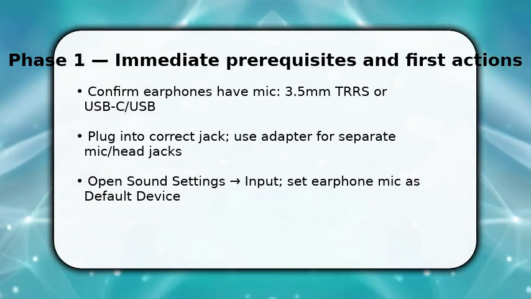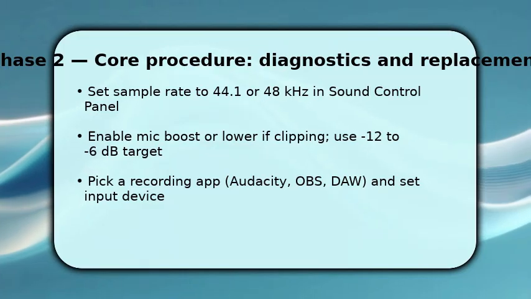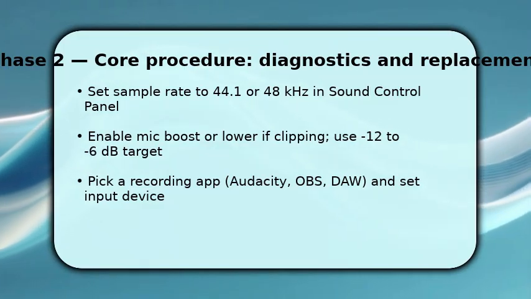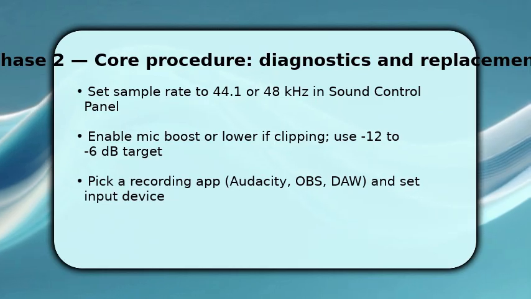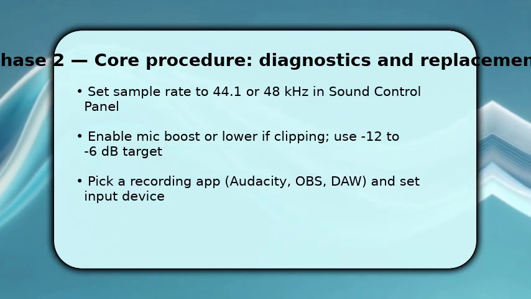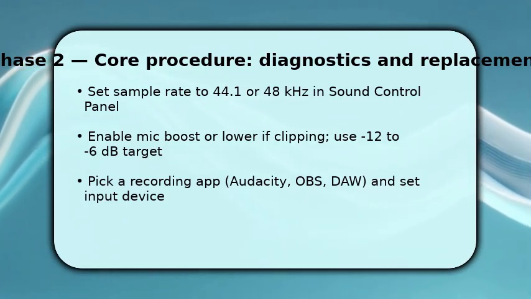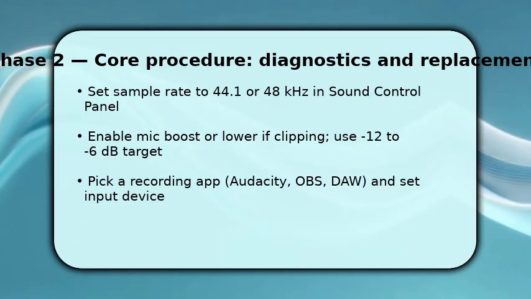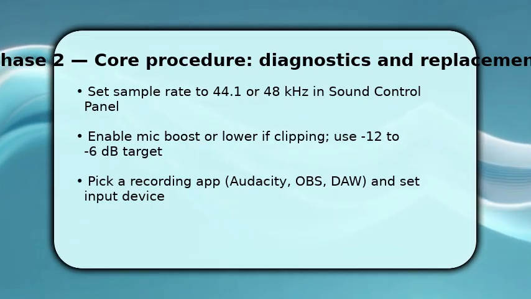Next, you configure the PC so the mic captures clear audio. In Sound Control Panel, set the sample rate to 44.1 or 48 kHz for general use. Higher rates add file size without practical benefit. If levels are low, enable 10–20 dB mic boost, but monitor to avoid distortion.